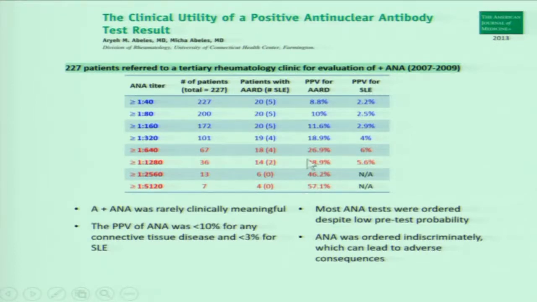Certainly, as you go up in the titers, so the amount of antibody that you have, you improve, but still not in any great way. So you still stay at maybe 50% positive predictive value of a positive ANA. So it's still not a great test from that point of view.